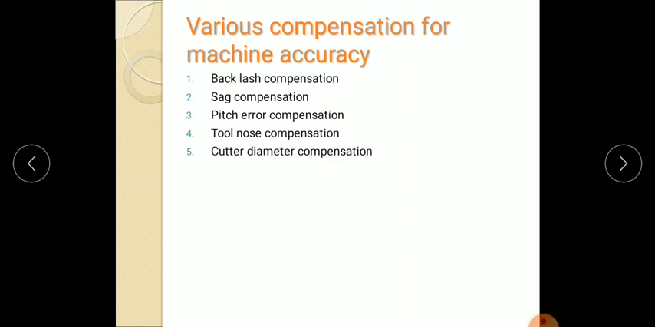Next, cutter diameter compensation. During programming, it is necessary to consider the cutter diameter compensation so that the cutter moves in the correct tool path. Next, tool length compensation. Tool length compensation is needed when the program is written with a standard tool length.